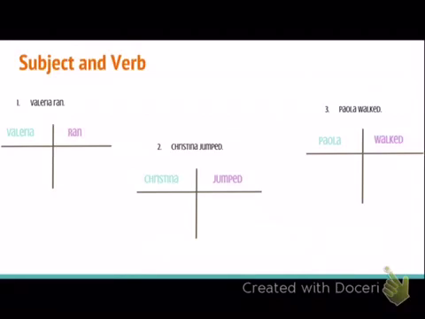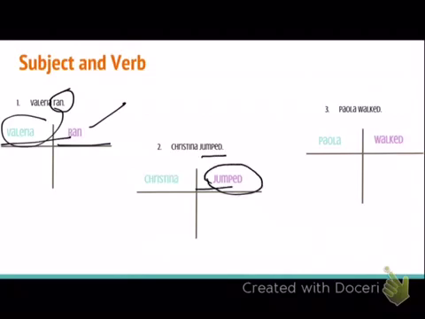1. Valeria ran. First of all, we're going to look for the verb. What's the action? Ran. So we're going to write ran right here. Then who is running, or who ran? Well, it's Valeria, so it's the subject. Now we're going to do the second one. Christina jumped. What is the verb or the action? Jumped. So we're going to write jumped here, like we already did.